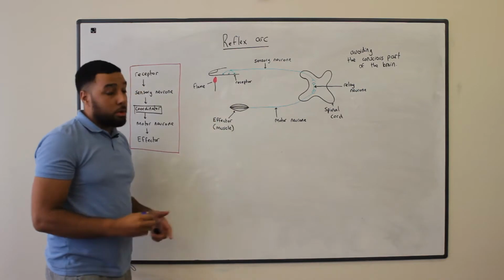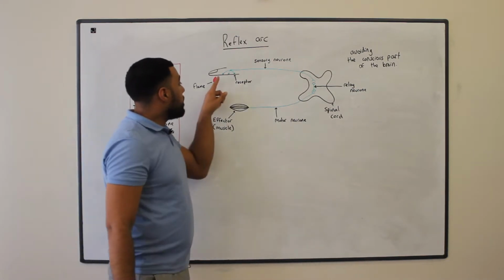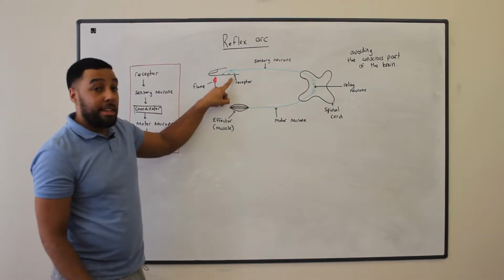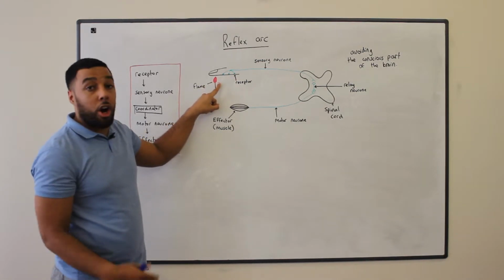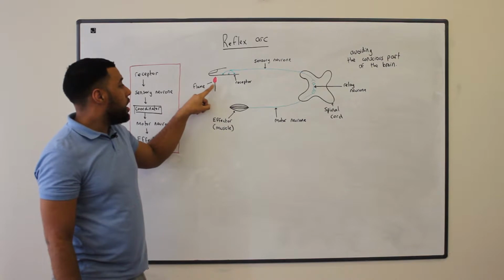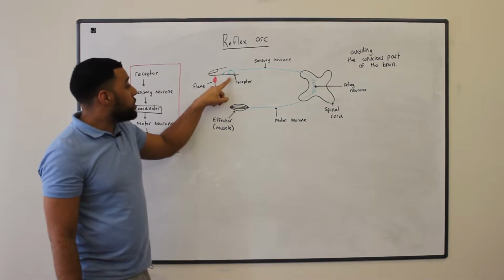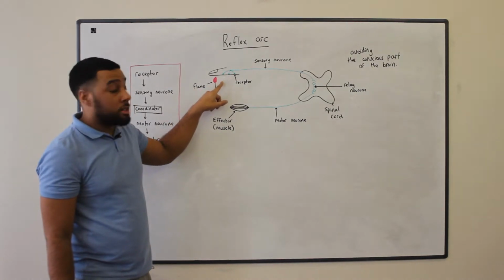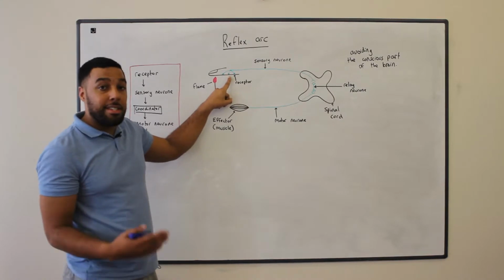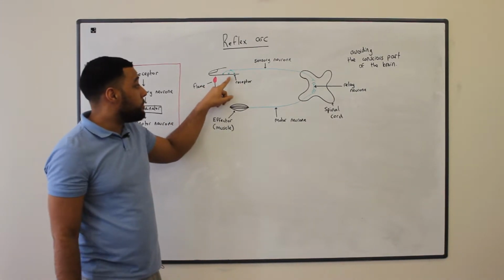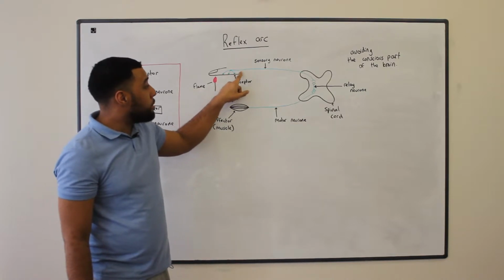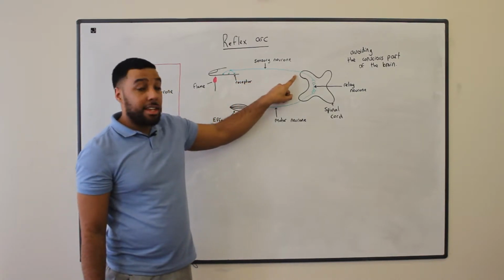Well, let's take a look at what happens. For example, we have receptor cells in our skin, and if we were to touch a hot object, I've just used a flame here, the receptors would detect that stimulus. There's a change in our environment. An electrical impulse would be passed along the sensory neuron.